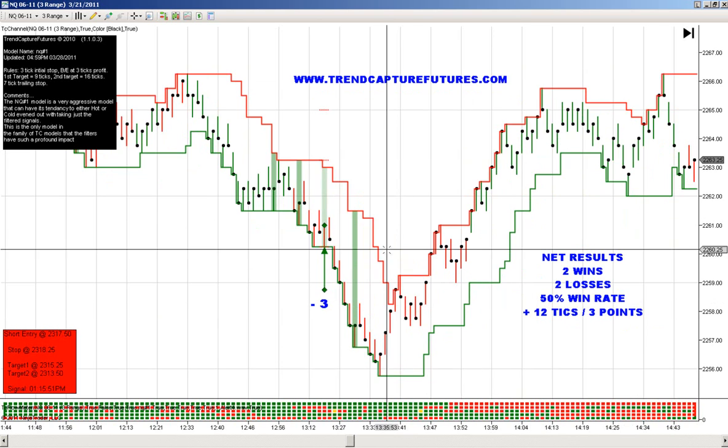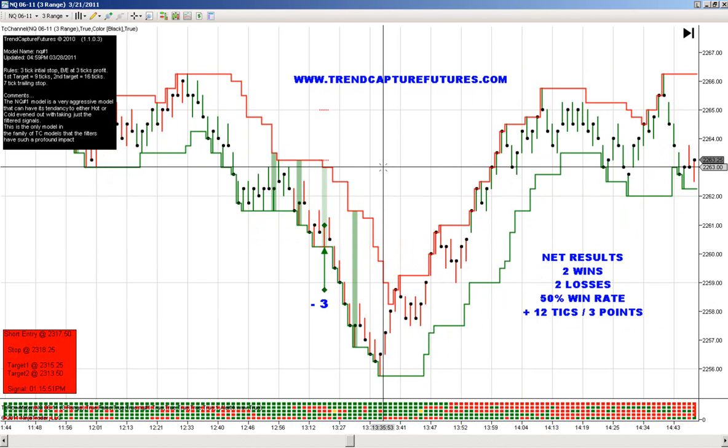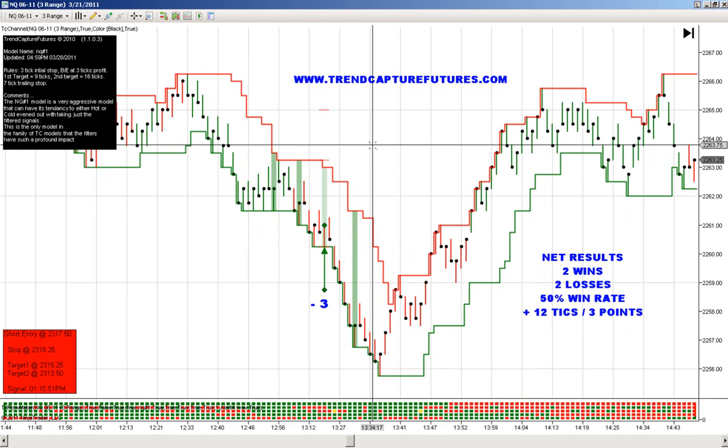So that's just one example of how the models are set up with a tight money management, and it really will help your bottom line if you're disciplined enough to follow that money management and place all of your orders accordingly based upon the rules. In this case, as I said earlier, the 3-tick initial stop with your first target for profit at 9 ticks. So that gives you 3-to-1.